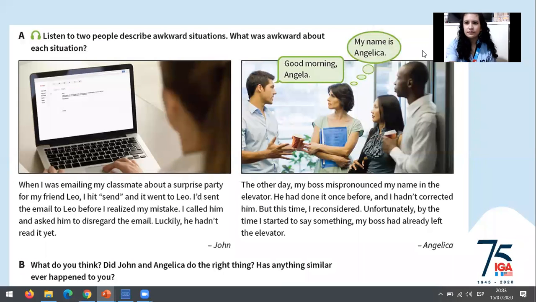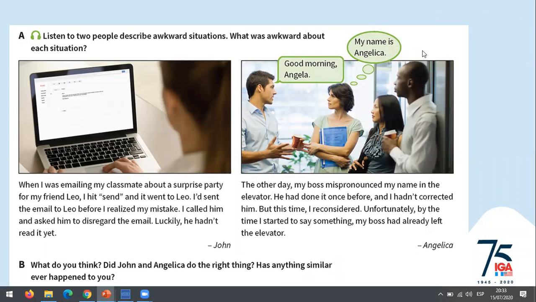Word situations. When I was emailing my classmate about a surprise party for my friend Leo, I hit send, and it went to Leo. I'd sent the email to Leo before I realized my mistake. I called him and asked him to disregard the email. Luckily, he hadn't read it yet. John.